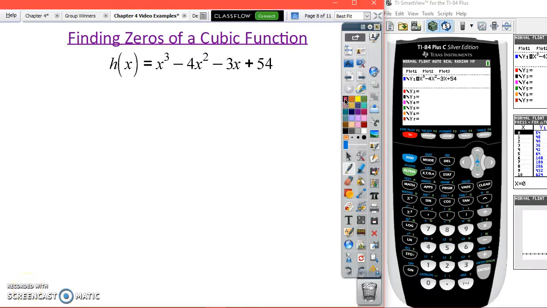In this problem, we're asked to find the zeros of a cubic function. So anytime we want to find zeros of a function, we know we want to get it into factored form. So we need to figure out how we're going to factor this cubic to start.